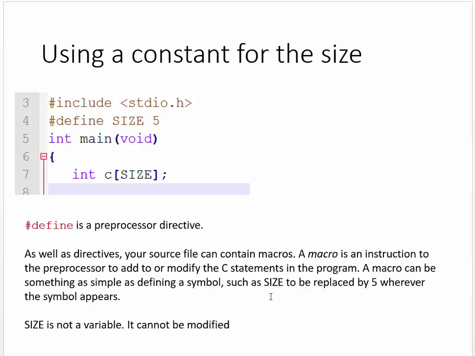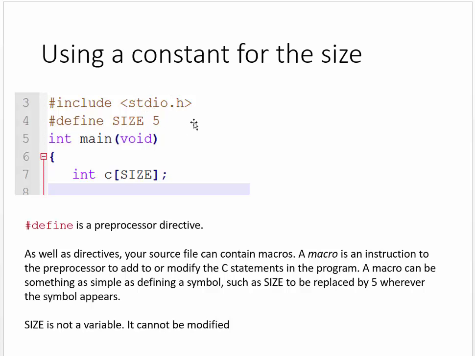symbol called size. And in the program, when you use size, it will be replaced by 5 wherever the symbol appears. Note that size is not a variable. It cannot be modified in the program. So once you define size equals 5, it is defined that way and can't be changed. I like defining pi, for example, 3.14 or however many digits you need.